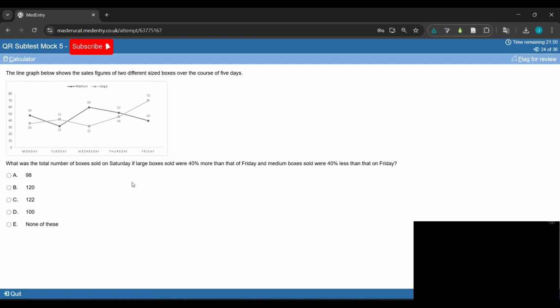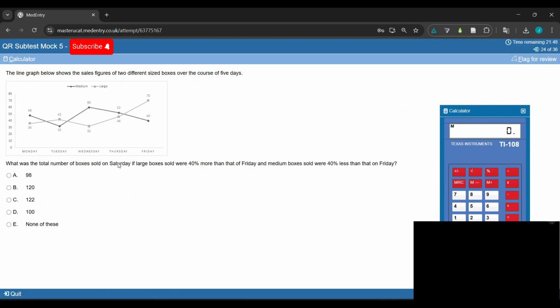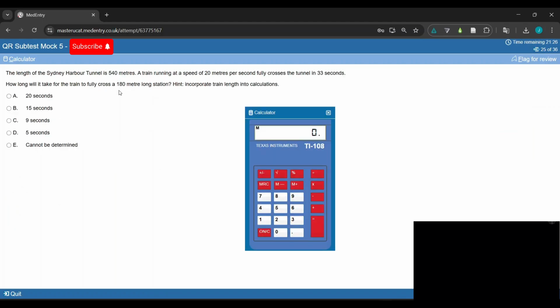What's the total number of boxes sold on Saturday if the large boxes were 50% more than that on Friday? The medium, so large boxes were 50% more. So 70, so I'm going to clear the calculator, 70 times 1.4, store that in the memory, and then medium is 40 times 0.6, add that to the memory, and then recall is 122. I'll take across a 180 meter station.